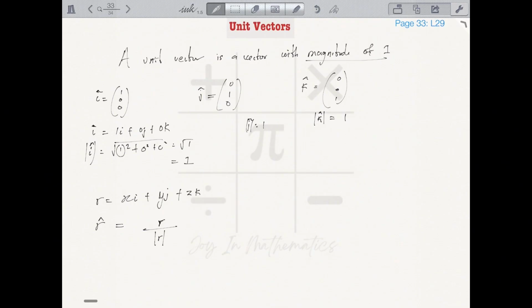The modulus of the vector is equal to the square root of x squared plus y squared plus z squared, and this is the vector itself. Therefore, we can simply say that our unit vector, which is r with the cap on it, is equal to the vector itself, xi plus yj plus zk, divided by the magnitude of the vector, which is the square root of x squared plus y squared plus z squared.